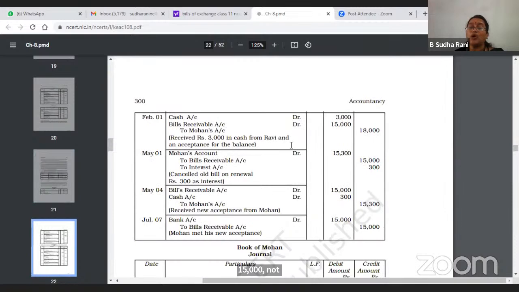What is the bill amount? The bill amount is what has to be used. So 15,000 into 12%, and the renewal bill is drawn for how many months? 3 months. No, 2 months. Please calculate and tell me. 15,000 bill amount into 12% into time.